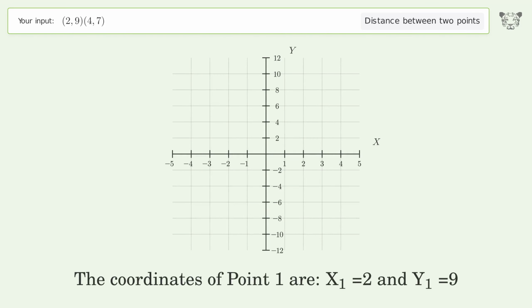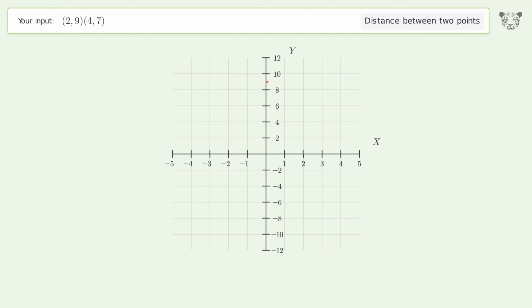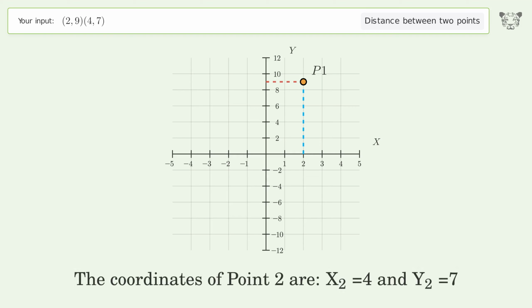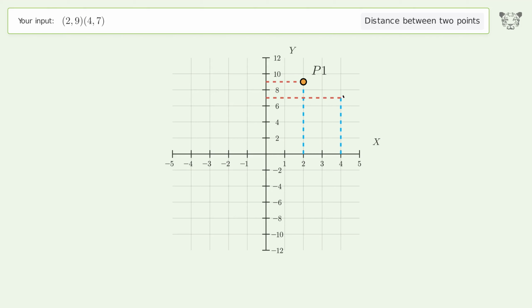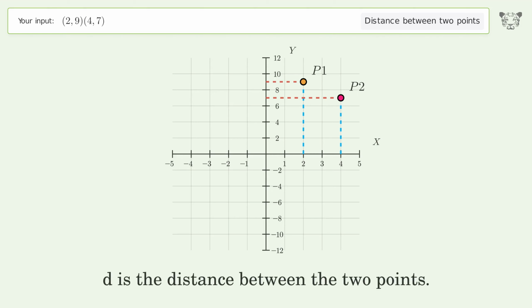The coordinates of point 1 are, x1 equals 2 and y1 equals 9. The coordinates of point 2 are, x2 equals 4 and y2 equals 7. D is the distance between the 2 points.